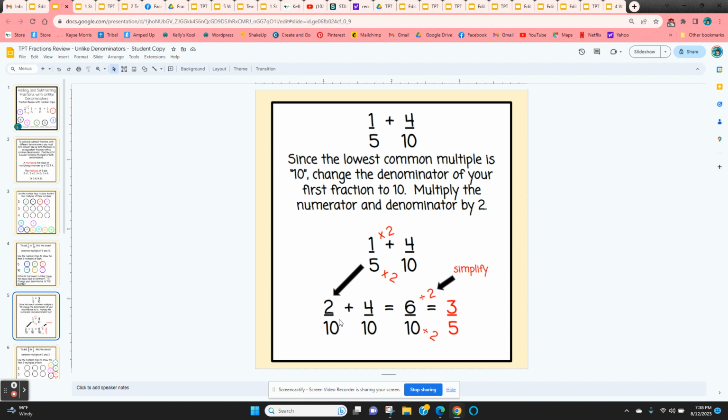So now they can add the two fractions together. 2/10 plus 4/10 is 6/10. And then it shows them that they need to simplify at the end. So now they're going to divide by 2 and get a solution of 3/5.